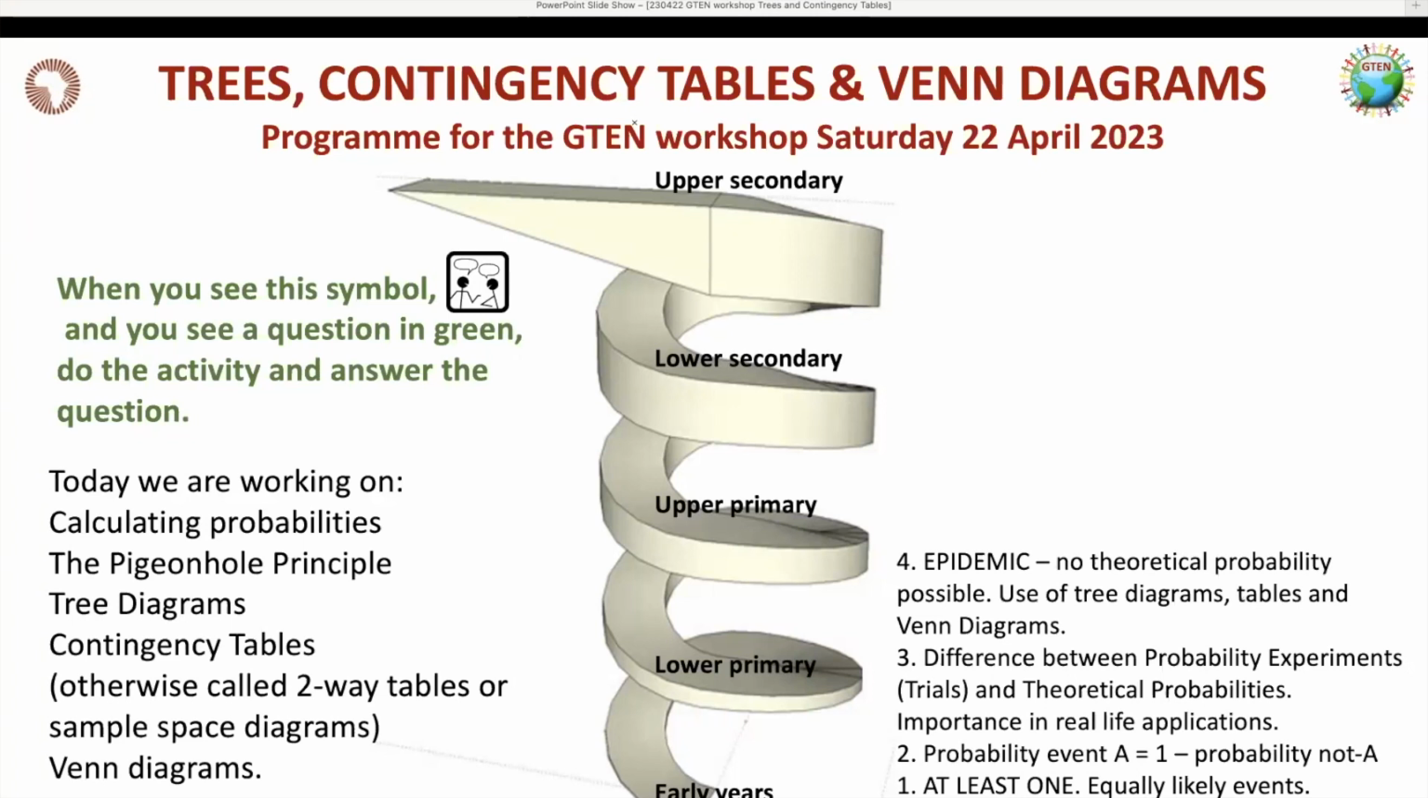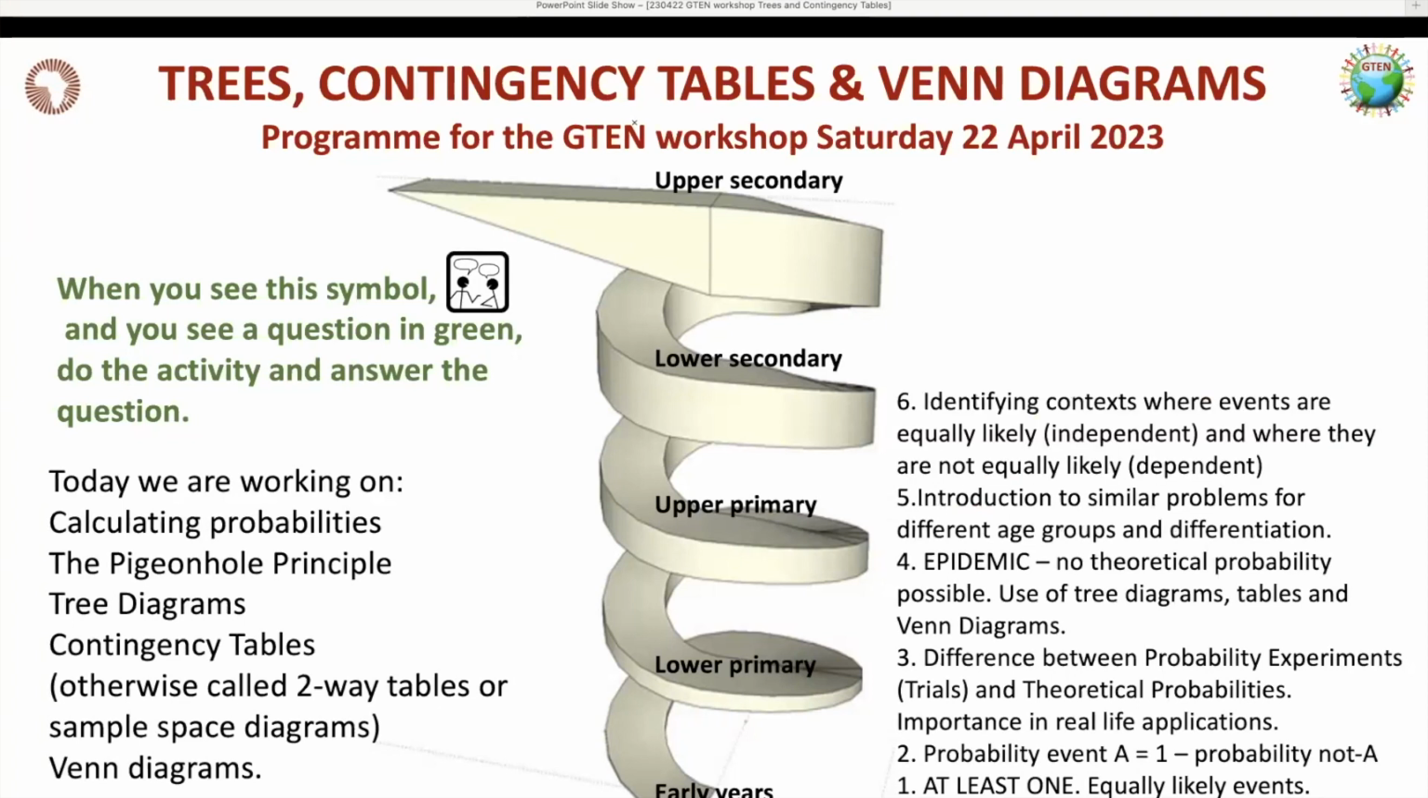So we're going to look at a problem on an epidemic, and here there's no theoretical probability possible. We're going to use tree diagrams, tables, and Venn diagrams. And then we're going to introduce similar problems for different age groups. And we're going to look at contexts, situations where events are equally likely, that means independent, and where they are not equally likely, that means with the second thing, it depends on what happened just before.